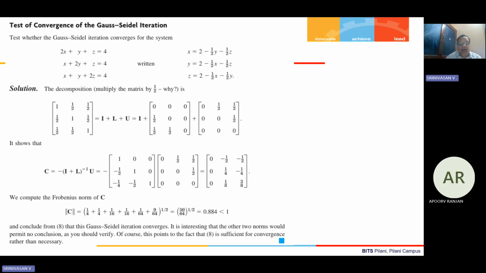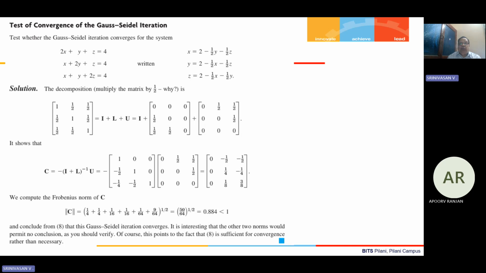So norm C suffix capital F or suffix 2, we can put. Here I would suggest we are putting suffix 2. Yes, less than 1. Therefore, we conclude that this Gauss-Seidel iteration converges. Now, there is a footnote: it is interesting that the other two norms would permit no conclusion, as you should verify.